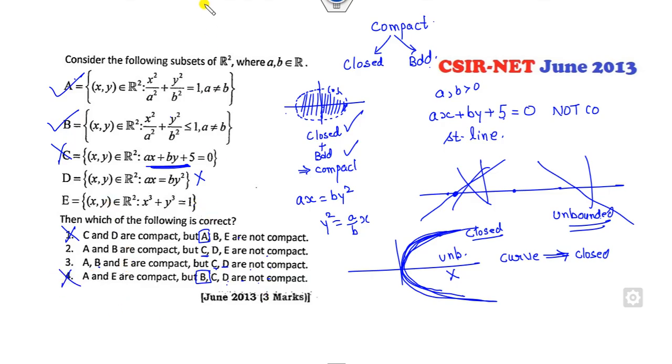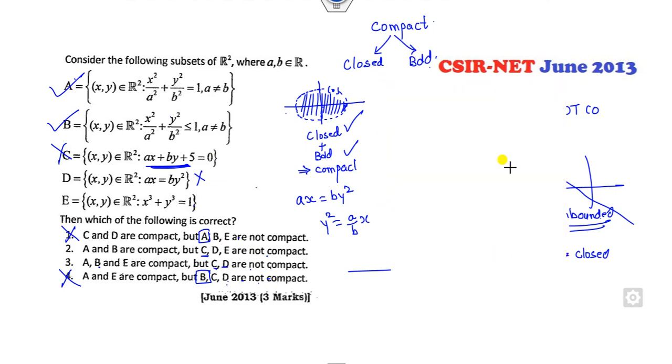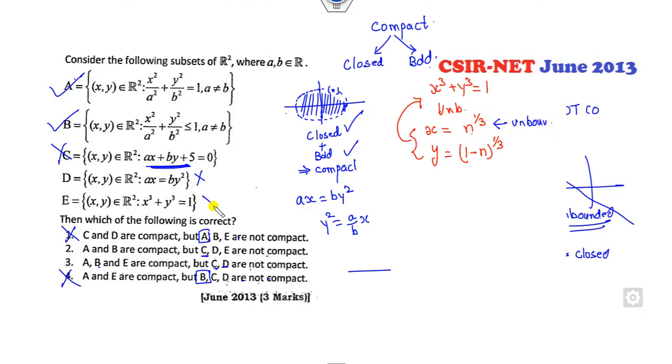What is that? x cube plus y cube is equal to 1. So clearly this is unbounded. How? You can choose any of the numbers, say n raised to power 1 by 3. Y you can define as 1 minus n raised to power 1 over 3. It satisfies this property, but clearly this is unbounded, because n is an integer, and any number is unbounded. So this is unbounded.